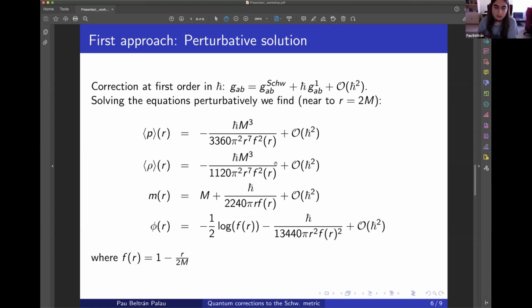Plus a term which is the correction that behaves linearly with h bar. It's also remarkable that all these terms are divided by this factor f, which is 1 minus r over 2m, which is very small near the horizon, and therefore this term here can compensate the small value of h bar. And therefore, these quantum corrections are significant near the horizon. We will talk more about this later.